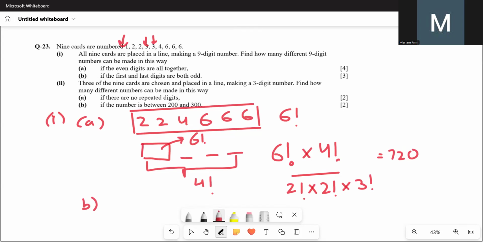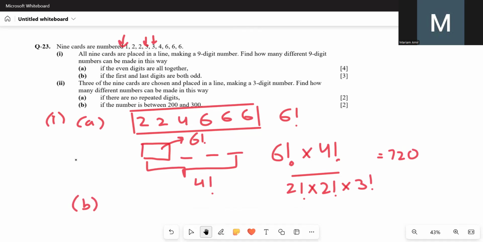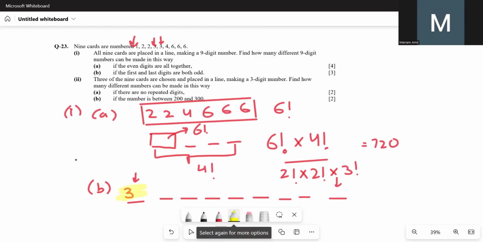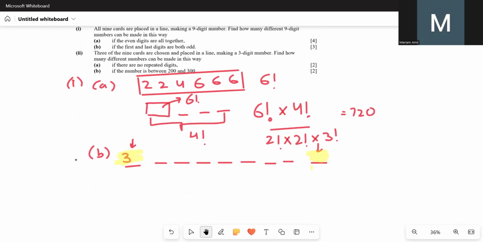For part B, it says if the first and the last number are both odd. Okay, 1 and then we have 7 numbers here and another one here. So this is an odd number, this is an odd number. So there are 3 odd numbers. So this would be 3P2. If you're considering both these, we have 3 numbers that have 2 available slots. So we'll use 3P2 for these.